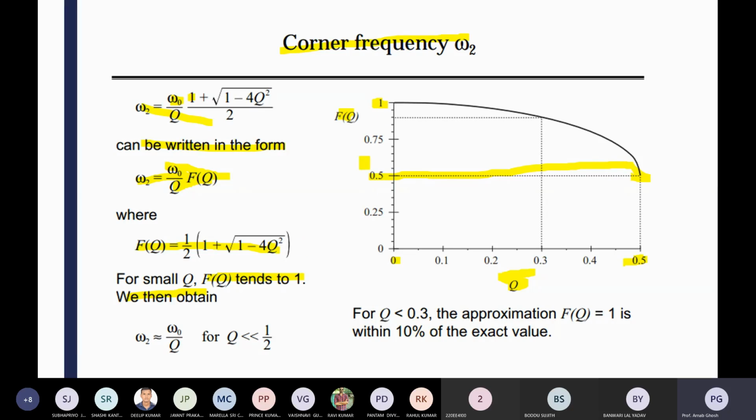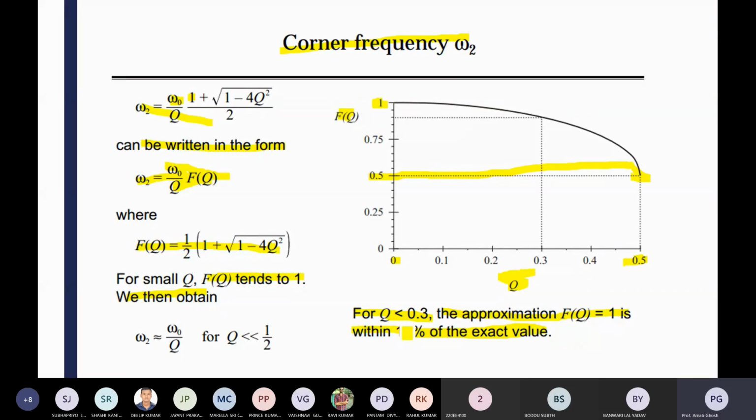So for q less than 0.3, the approximated fq equal to 1 is within 10% of the exact value. Why the selection of q is 0.5 is the important thing. Below that 0.5, what happens is a complex value. So that's why in normal cases we make omega that value 0.5.